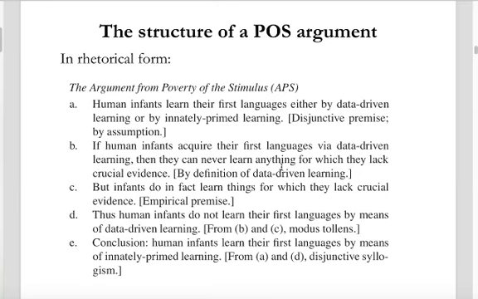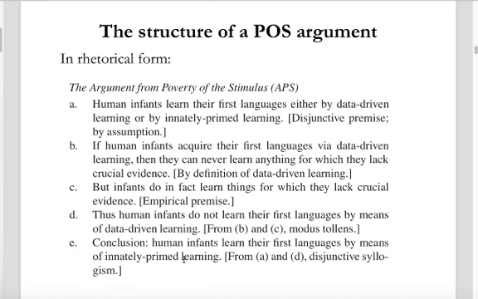But infants do, in fact, learn things for which they lack crucial evidence, right? Here's the auxiliary fronting phenomenon. Here's backwards binding sentences, so on and so forth. Therefore, we can conclude that human infants don't learn their first languages entirely by means of data-driven learning. So there is some aspect of, as in E here, innately primed learning as well. So it is not only data-driven learning that drives language acquisition. There must also be innate biases. This is the Pullum and Scholz breakdown of this argument, which I think is pretty well done. Right? These are the crucial parts here.